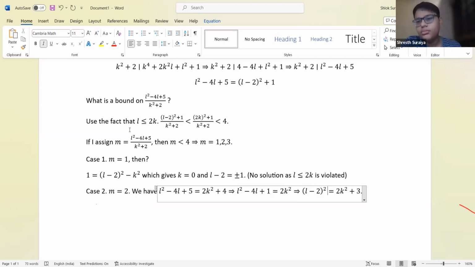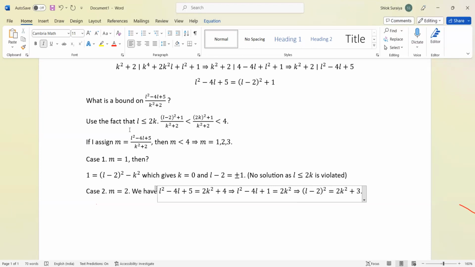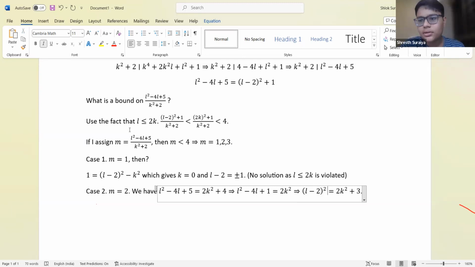So 2k squared is congruent to 6 mod 8, which is not possible, because then k squared will be congruent to... yeah, it's not possible. Yeah, so very nice. So we are done. So here, checking mod 4 works.